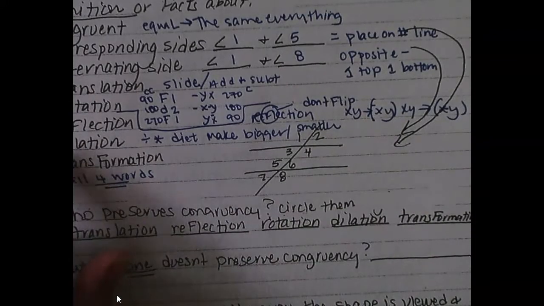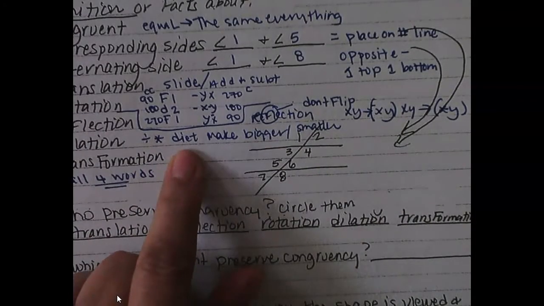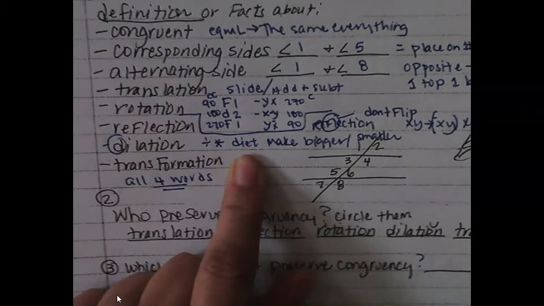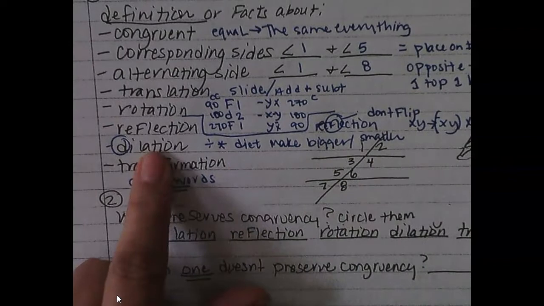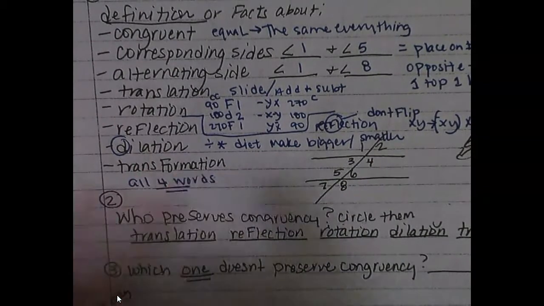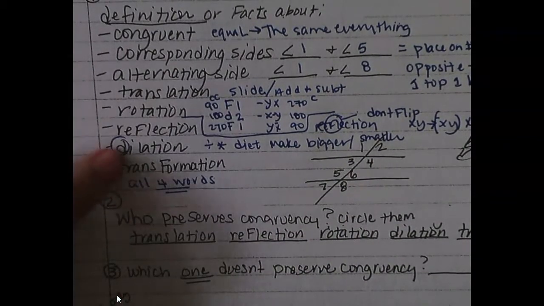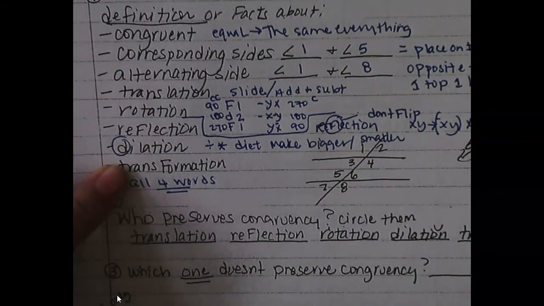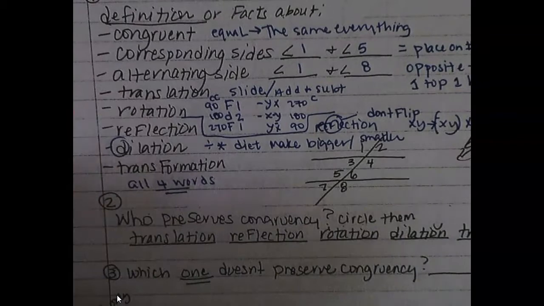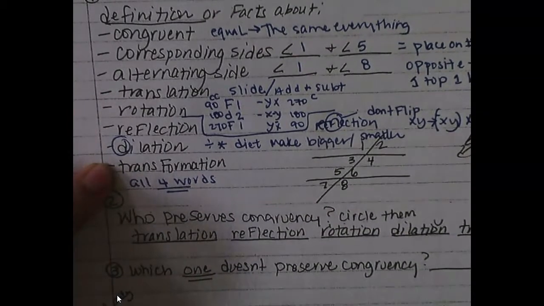It's the other one. Dilation, we said multiply and divide. That's a diet. So think about going on a diet. You either gain weight or lose weight. And make bigger, make smaller. Again, tied to the diet. Transformation, that's the four words. That's the dilation, reflection, rotation, translation. I wouldn't count that as an important word. It's really not. It just means those 4 words. I wouldn't mark that as important.